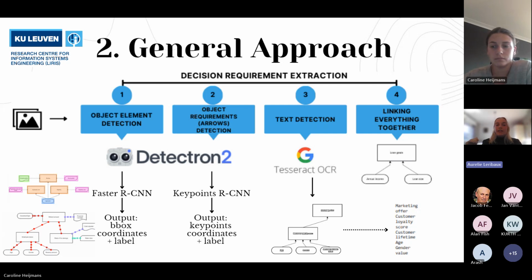In a third step, we then need to detect the text within the objects. So that's what we did, and we used Tesseract OCR. That's a Google application where you can detect your text. This was quite challenging, as Caroline will say later on. But whenever the object and the text are detected, everything is now ready to link the text to the objects and the arrows to the decisions or the input data and so on, as can be seen in step 4.